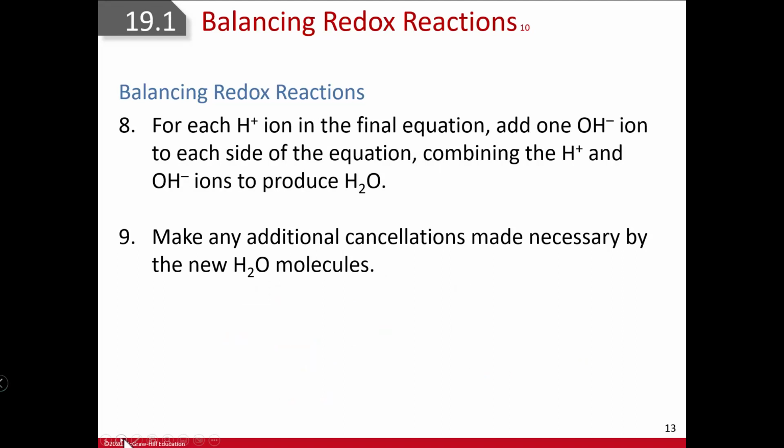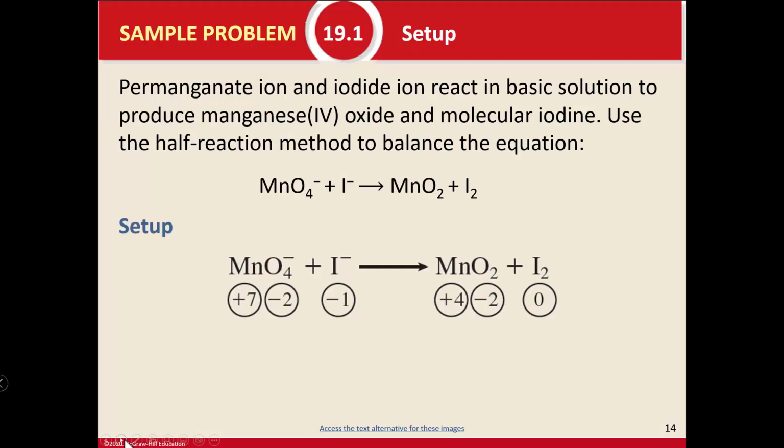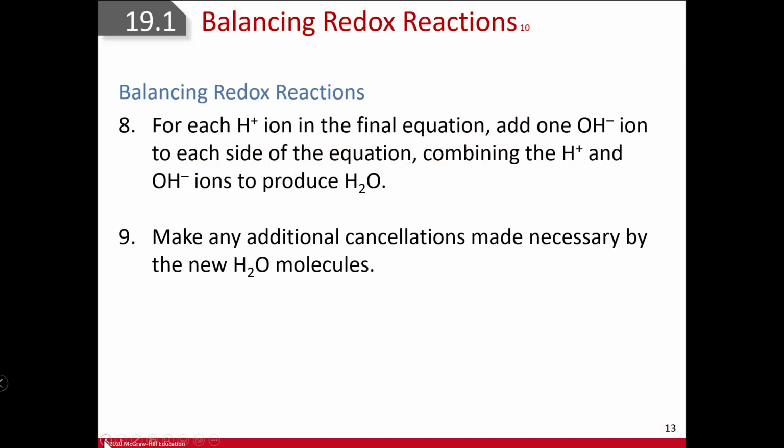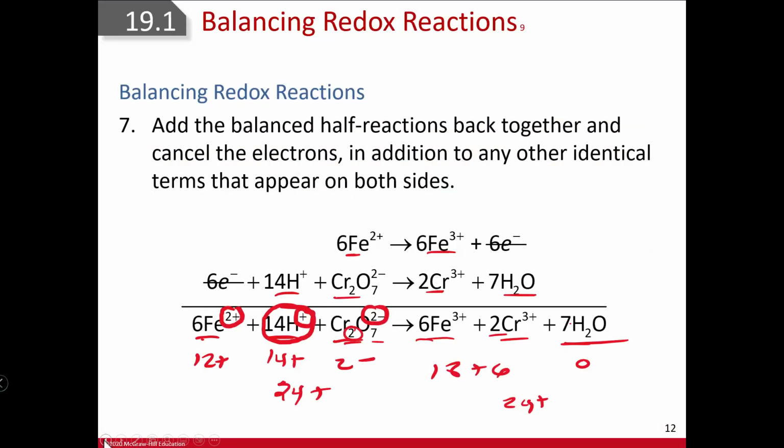All right, it says for each hydrogen ion in the final equation, add 1 OH ion to each side of the equation, combining hydrogen and hydroxide ions to produce water. Make any additional cancellations made necessary by the new water molecules. Let's see, do they show that? No. Okay, so what they're saying in section 8 and 9 is, let's see if I can erase this and show you what's going on.